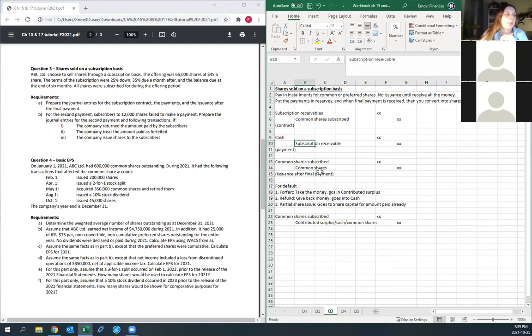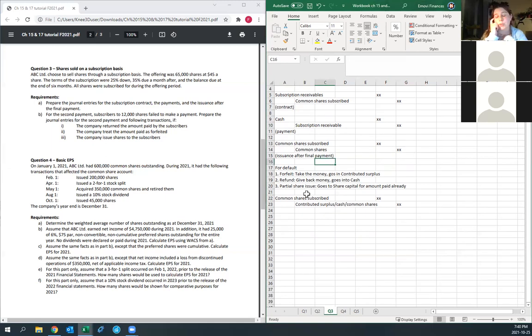And after the final payment, when you issue the shares, you debit your common shares subscribed, and you credit your common shares to issue them. What might happen sometimes is that the subscribers of the shares might not pay after the first or second payment. So there's 3 options the company might do.